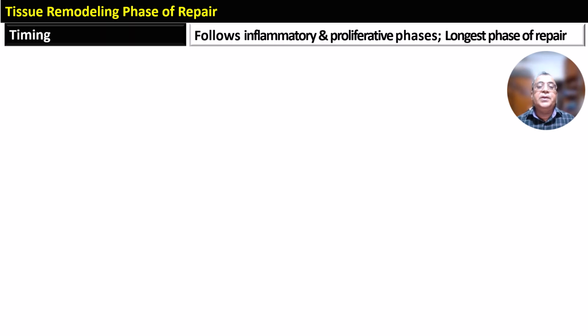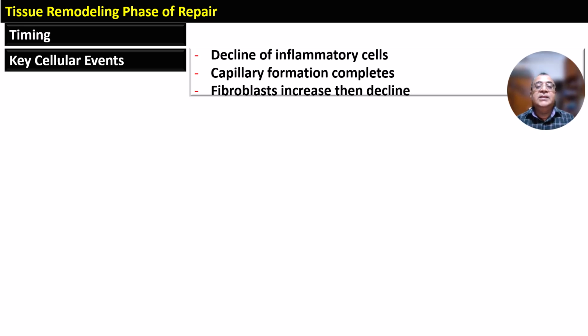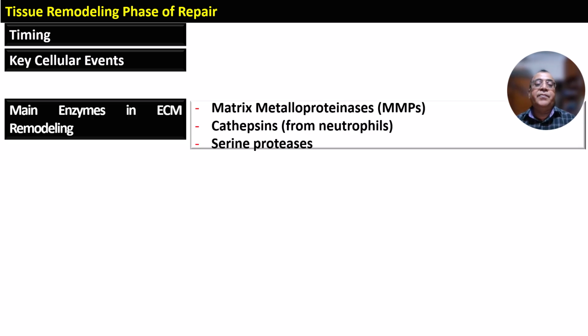The tissue remodeling phase of the repair is the longest phase of repair, and it follows the inflammatory and proliferative phases. The key cellular events in this tissue remodeling phase are decline of inflammatory cells, capillary formation is completed, and fibroblasts first increase and then decline.